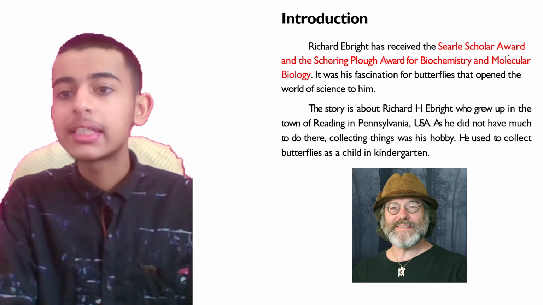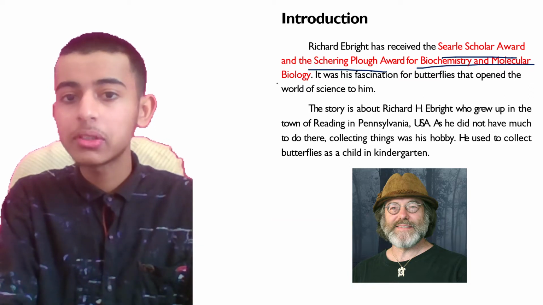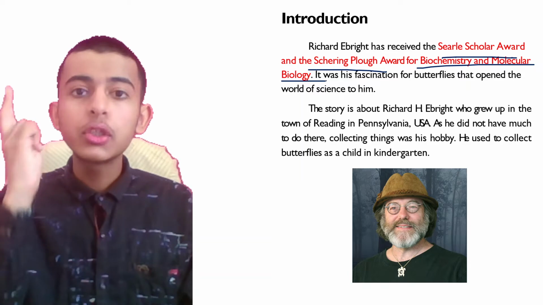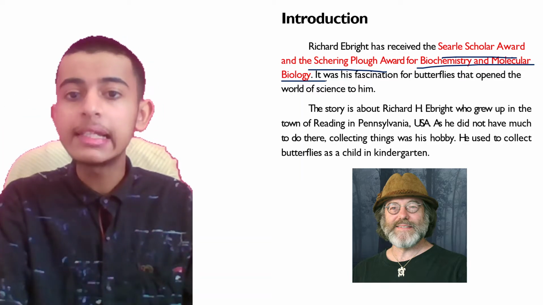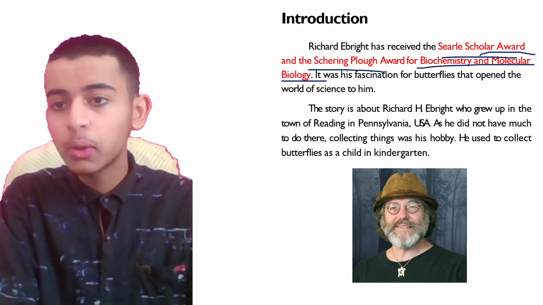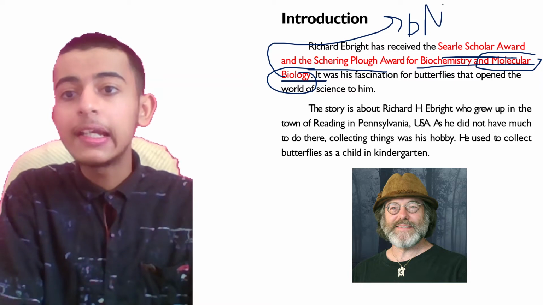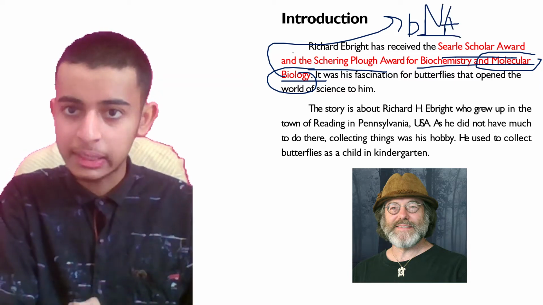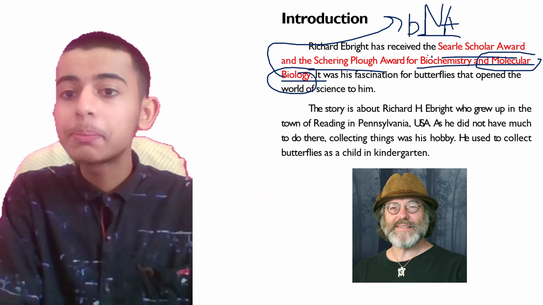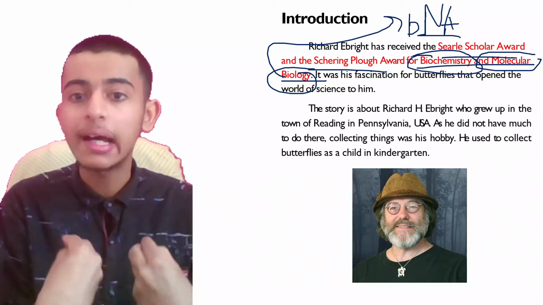Richard Ebright has received the Shelley Scholar Award and the Sharing Flow Award for Biochemistry and Molecular Biology. So, two fields wherein he put his maximum efforts and excelled was molecular biology. Molecular biology is related to DNA, guys, and the different molecules in our human body. And biochemistry is the different chemical reactions or processes going on in our body.